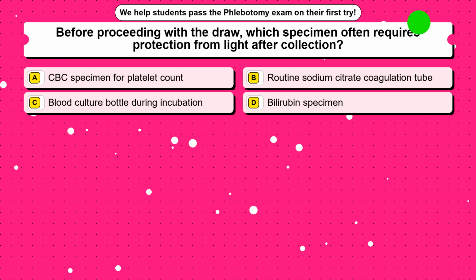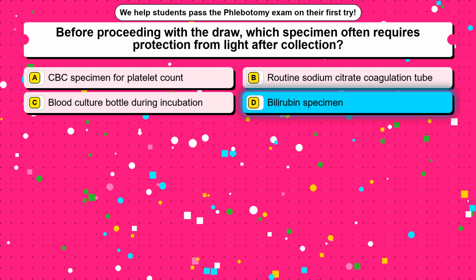Question 60. Before proceeding with the draw, which specimen often requires protection from light after collection? Option A. CBC specimen for platelet count. Option B. Routine sodium citrate coagulation tube. Option C. Blood culture bottle during incubation. Option D. Bilirubin specimen. The correct answer is option D.